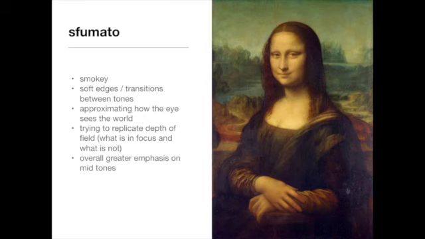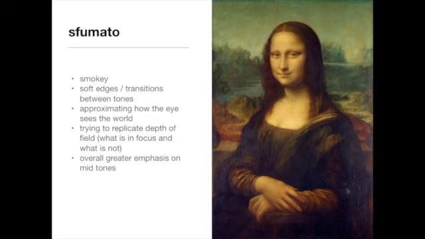Now, if we take a look at another approach called sfumato, which was also developed in the Renaissance, and again, it's an Italian approach to painting. You may recognize this particular work, it's Mona Lisa by Leonardo da Vinci. It's characterized by very soft transitions between tones. There's a smoky atmospheric effect. And the idea with this approach is that it's a more real, or more accurate, way in which the eye sees the world.